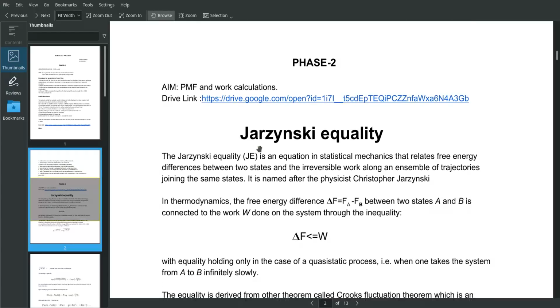So for phase two, we need to discuss the Jarzynski equality. The Jarzynski equality is an equation in statistical mechanics that relates free energy differences between two states and the irreversible work along an ensemble of trajectories joining the same states. It is named after the physicist Christopher Jarzynski.